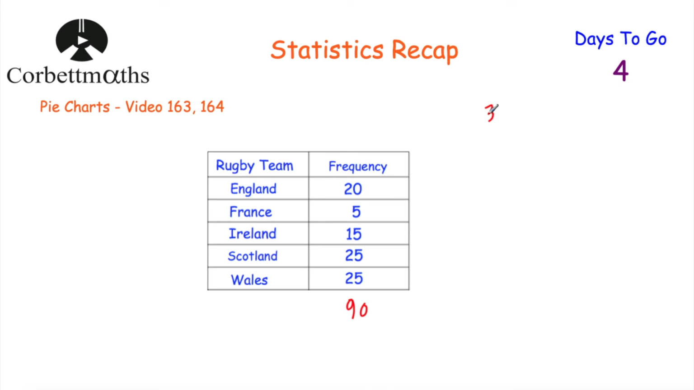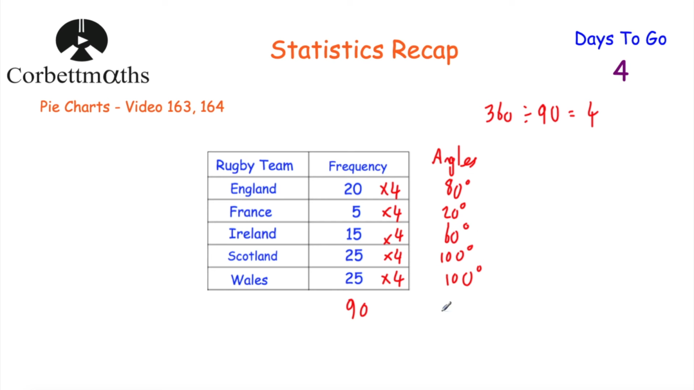Then I would take 360 and I would divide it by the total frequency. So 360 divided by 90 is equal to 4. So each person is represented by 4 degrees. And then I would just multiply each of them by 4 in this case. So times by 4, times by 4, times by 4, and times by 4, and that would tell me the angles. And so here that would be 20 times 4 is equal to 80 degrees, 5 times 4 is equal to 20 degrees, and so on. And then you can get each of the angles. And if you want to, you can add up the angles at the end and check that they add up to be 360 degrees. And that's how you get the angles for drawing a pie chart.